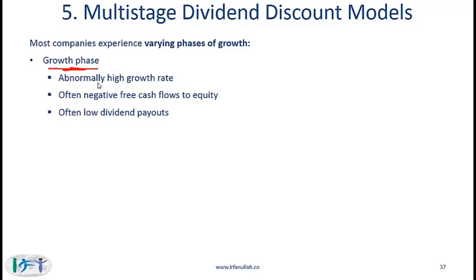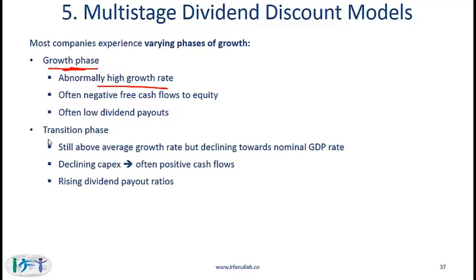In the growth phase, generally the growth rate will be relatively high. The FCFF, or the free cash flow to firm and free cash flow to equity, might be negative. Often the dividend payouts are low. Then there is a transition phase where growth rate still tends to be above average, but the earnings might be growing at a lower rate. So here in the growth phase, earnings might be very high or sales might be very high. Then in the transition phase, we are like this.